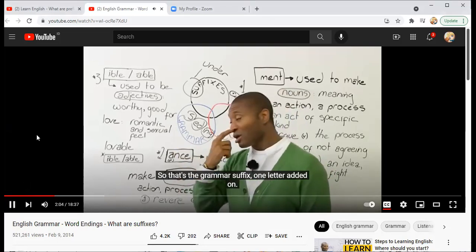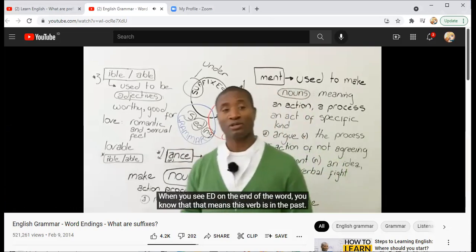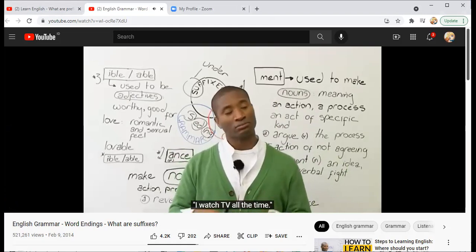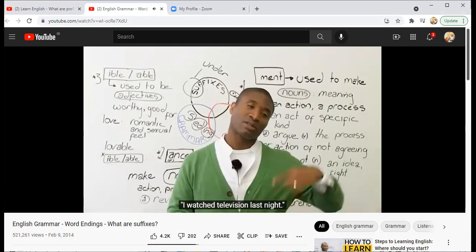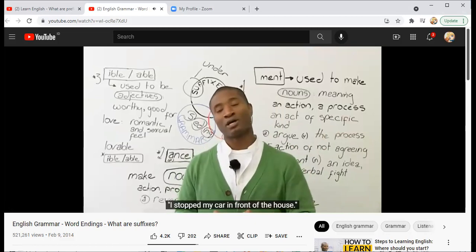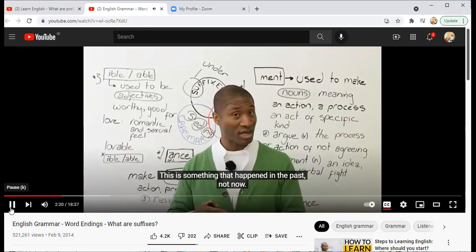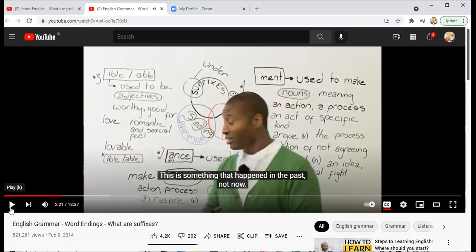And when you see ed, you know that means verbs in the past. I watch TV all the time. I watched television last night. I stopped my car in front of the house. This is something that happened in the past, not now. Yeah, he just gave you many more examples about ed. This ed here is about sentences about something that happened in the past. Jadinya dia cuma kasih example ya, stopped and then watched last night.